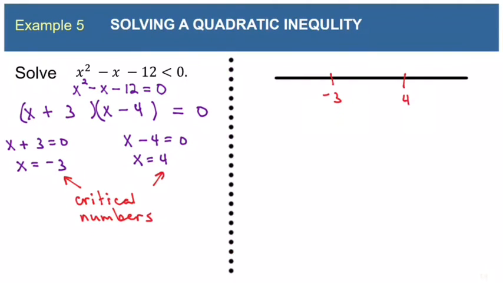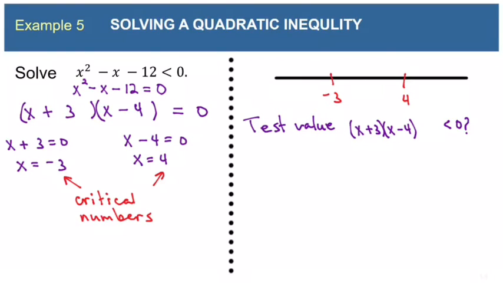So draw yourself a number line and label it with the two critical numbers. And what we need to do now is test a number in each interval. So we have this left interval, everything less than negative 3, the middle interval between negative 3 and 4, and the right interval from 4 to infinity. Now this is how I set my table up, and this is the way I hope you'll set yours up too, although I've seen different people do it different ways.